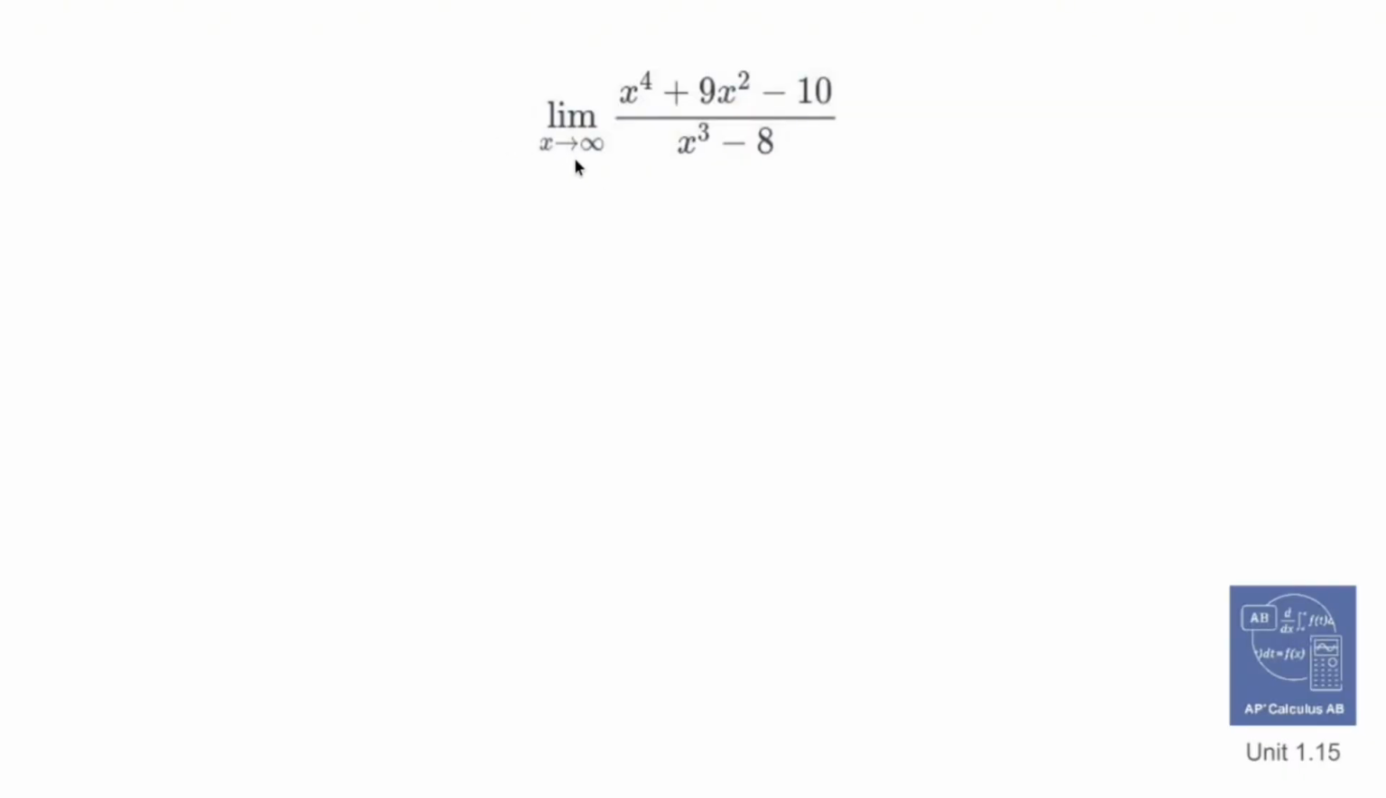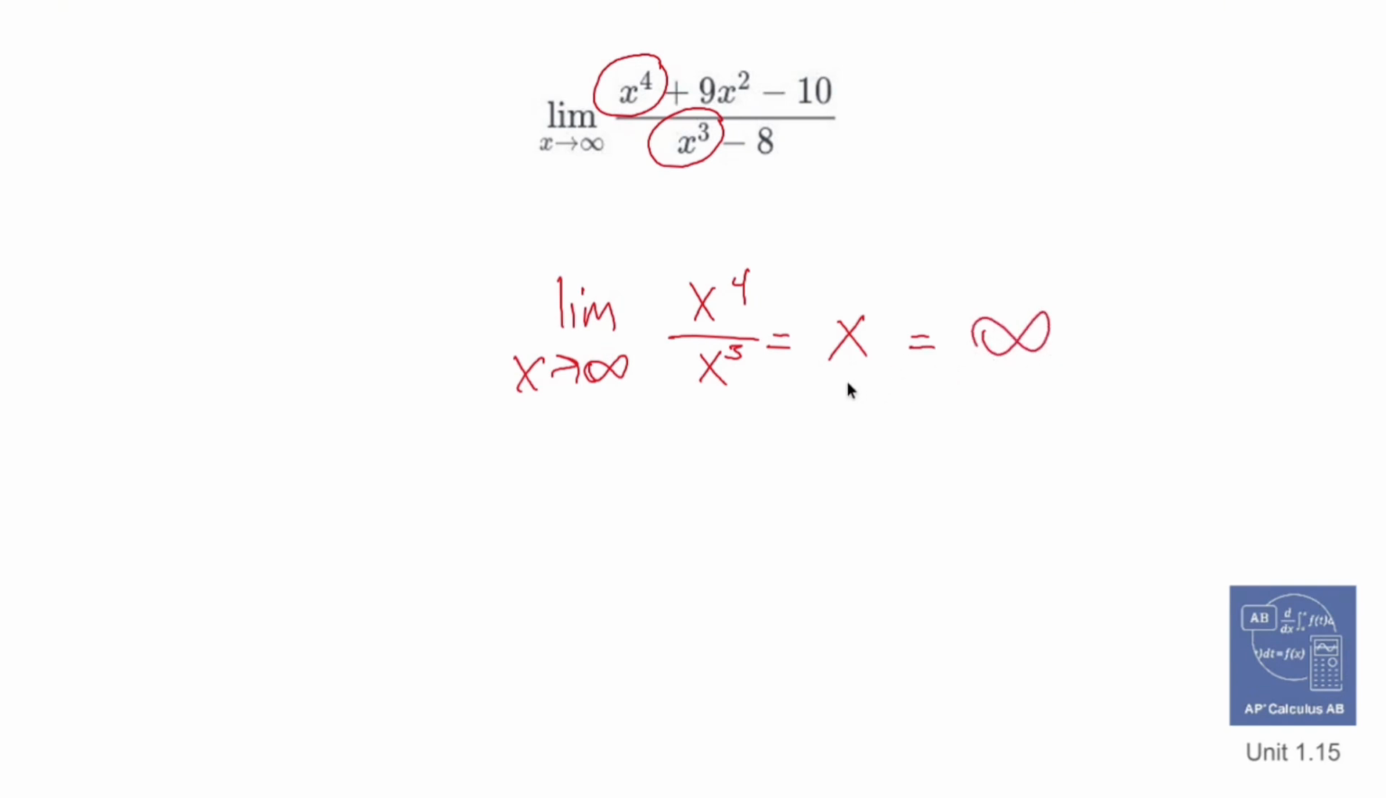Evaluate the limit as x approaches infinity of x to the fourth plus 9x squared minus 10 over x to the third minus 8. If you took AP Pre-Calculus, you already know that if you're given the limit as x approaches infinity, you care about the leading term over the leading term. And we only care about those. We don't care about anything else. So when you focus on those, x to the fourth over x to the third simplifies to regular x. Now I can plug in infinity, and when you plug in infinity, you get infinity.